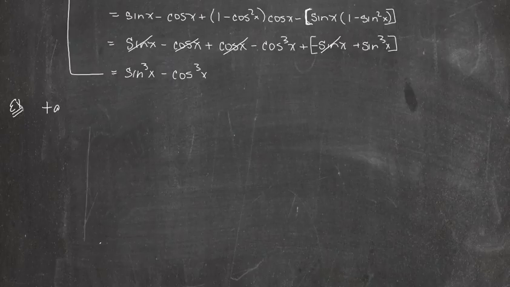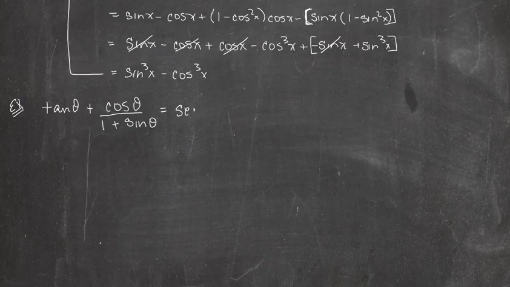Let's take tan theta plus cos theta over 1 plus sine theta equals secant theta. And we want to use the trig identities to prove that this is true. In this case, it's easy to see which is the ugly side. It's clearly the left-hand side. So let's turn everything into sines and cosines. Starting with tan, sine theta over cos theta plus cos theta over 1 plus sine theta.